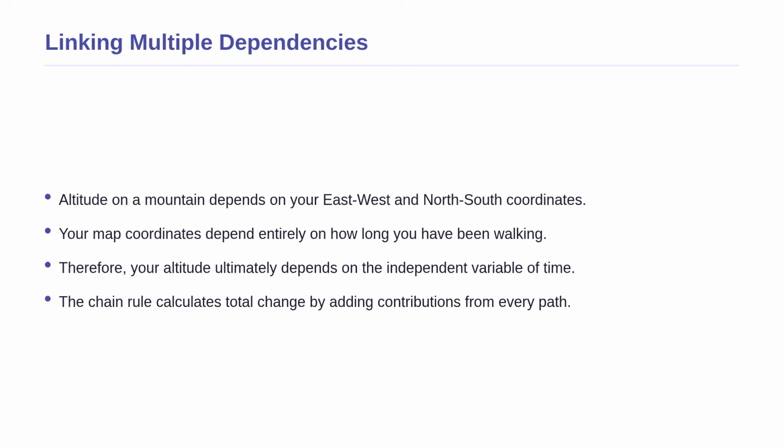To understand why we need this rule, imagine you are hiking up a rugged mountain. Your altitude depends on your exact map coordinates, which are your east and west or north and south positions. But your position depends entirely on how long you have been walking. So your altitude ultimately depends on time. If you want to know how fast your altitude is changing at any given second, you cannot just look at the map. You must combine how the mountain slopes at your location with how fast you are walking in each direction. This linking of dependencies is exactly what the multivariate chain rule does.